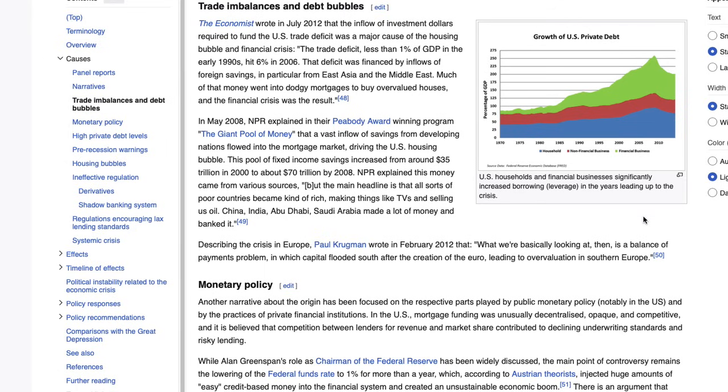Now, even Wikipedia and The Economist, both of which are very pro-globalization, even they were forced to admit here in this article for the Great Recession that The Economist wrote in July 2012, the inflow of investment dollars required to fund the U.S. trade deficit was a major cause of the housing bubble and financial crisis.